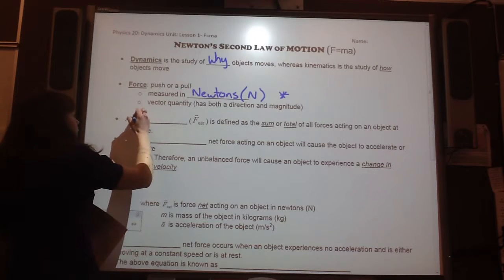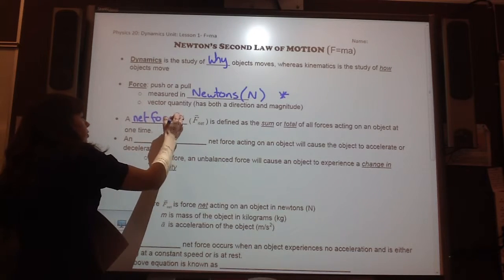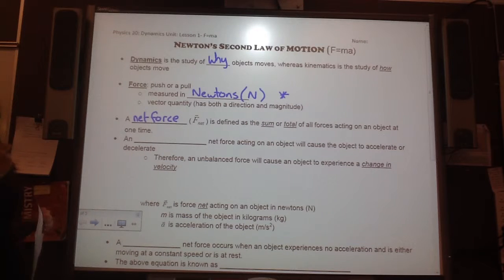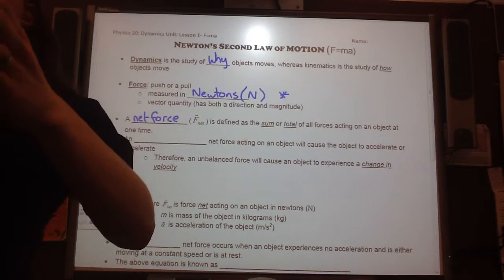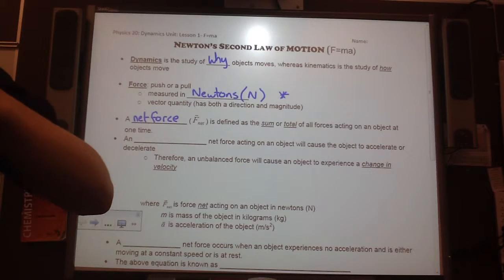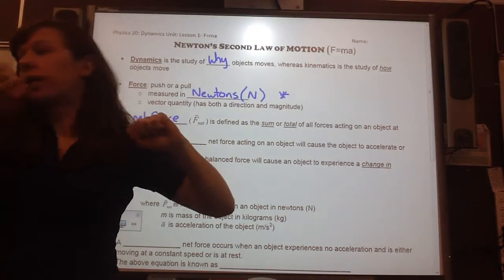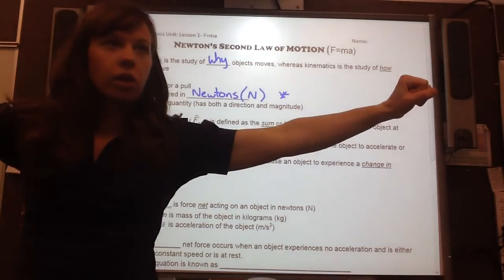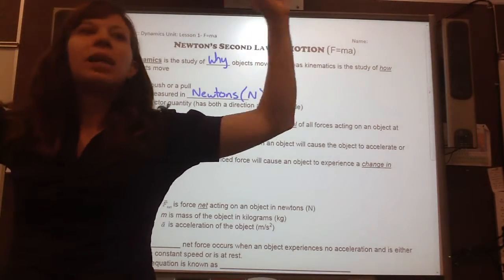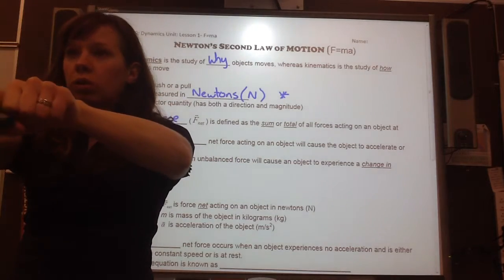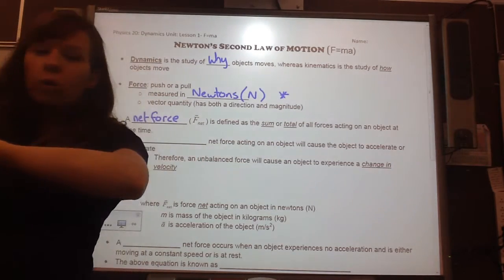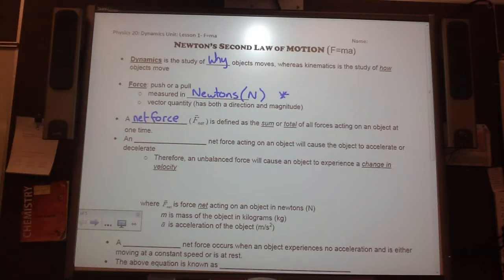A net force, where we have the F and the arrow, net, is defined as the sum or total of all forces acting on an object at one time. Like when we had our tug-of-war, if it wasn't moving, it was because the force pulling this way equaled the force pulling this way. Since it's a vector quantity, this one is positive and this one is negative. So it would be positive 5 newtons plus negative 5 newtons equals 0. So it didn't move. The net force was 0 because the tug-of-war rope didn't move.